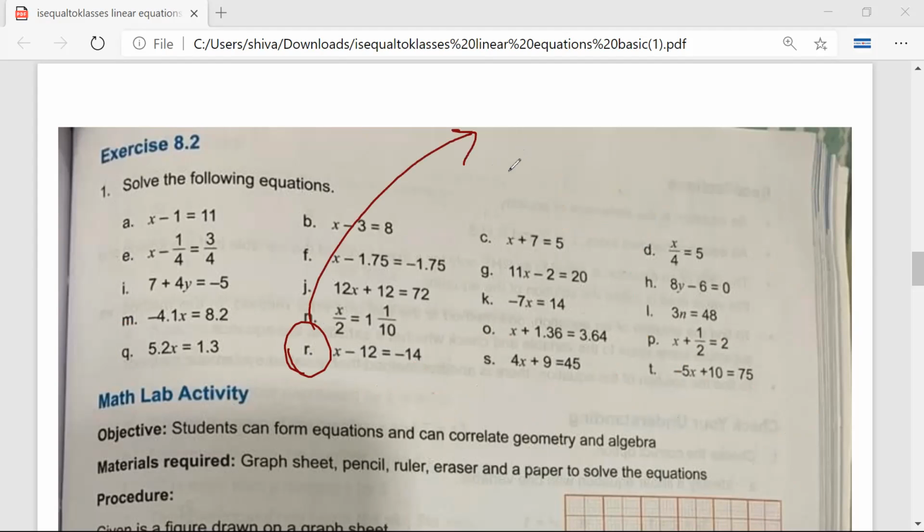Okay. R part. Mr. Sarthak, what is the answer? So 2x is equal to 12 minus 14 should be equal to minus 2. Any doubt? No, sir. Mr. Satya, any doubt? I said minus... No. I'm sorry. I said minus 2. Okay.